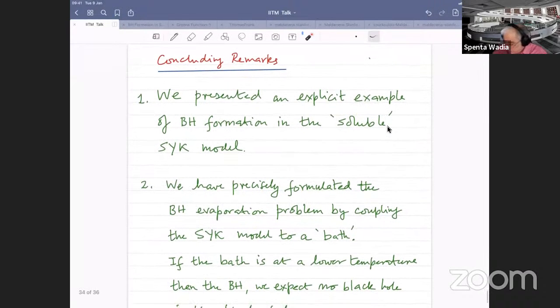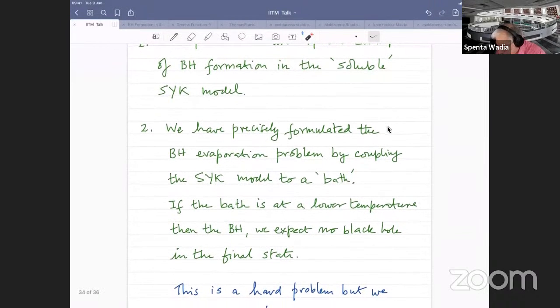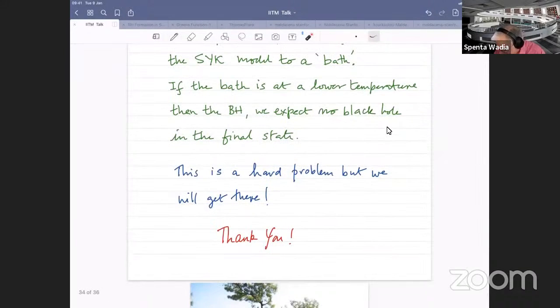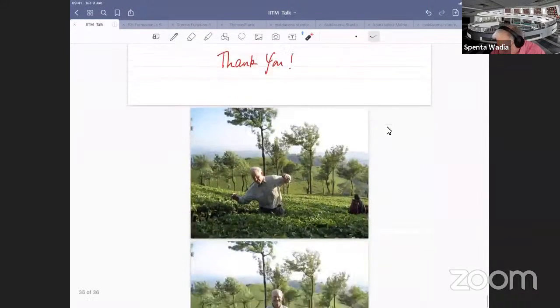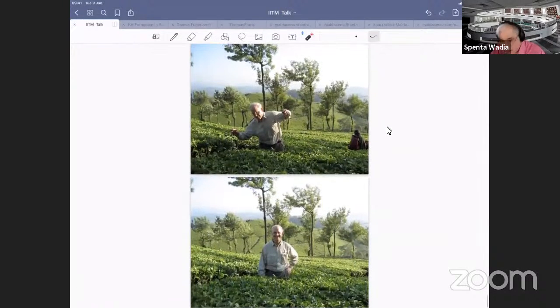So in conclusion, we presented an explicit example of black hole formation in the soluble SYK model. And secondly, we have precisely formulated the black hole evaporation path at a lower temperature than the black hole we expect. No black hole in the final state. And this is a hard problem, but we will get there. And we will get there because even if you fall down, you can stand upright again. It's a very favorite picture of mine of David. So thank you very much for your attention.